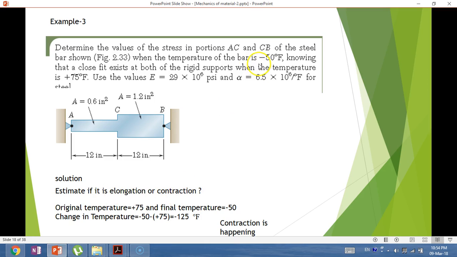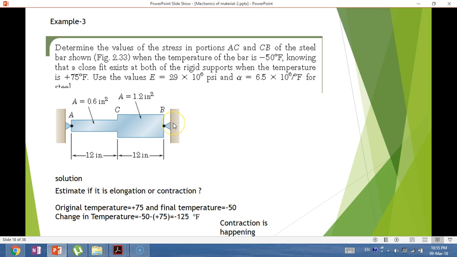The original temperature was 75 and it becomes minus 50. We said when the temperature of the bar is minus 50 degrees, knowing that a close fit exists at both of the rigid supports when the temperature is 75 degrees. So this is the starting temperature and this is the ending one, minus 50. So the change, the difference, is minus 50 minus 75, so we have minus 125 Fahrenheit. Then there will be a contraction.